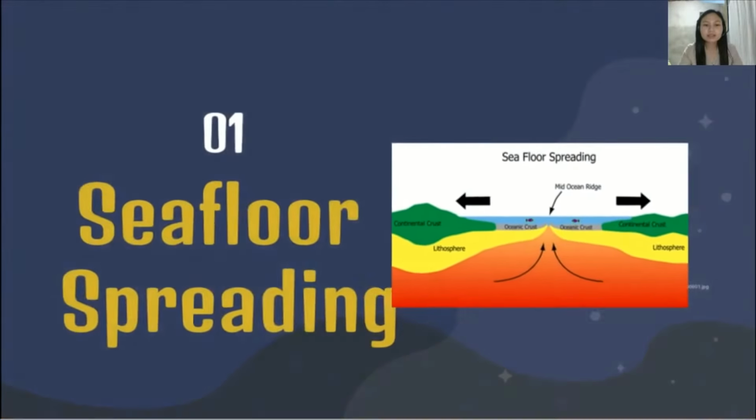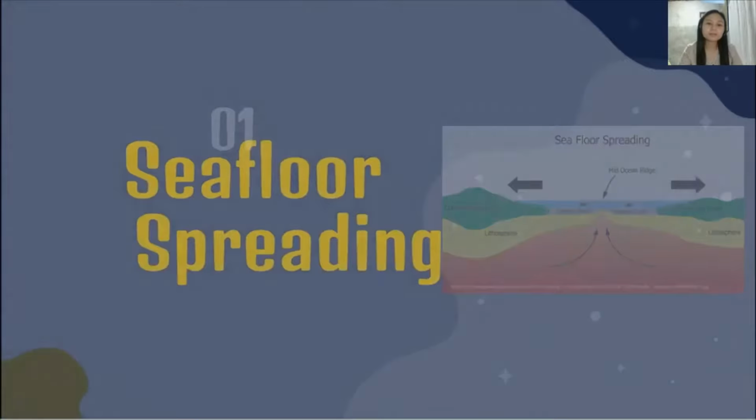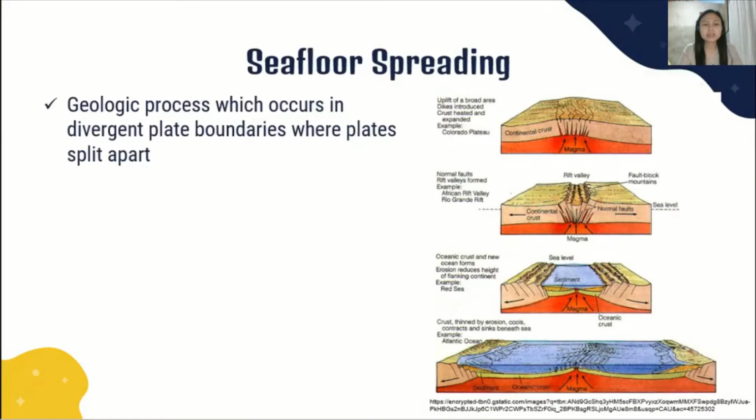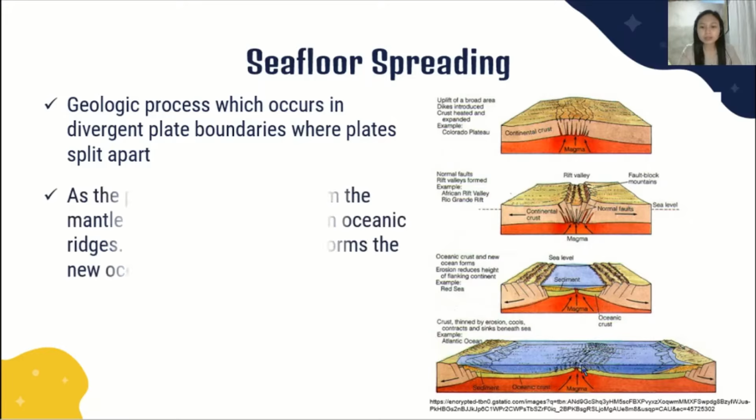So let's discuss first the seafloor spreading. What is seafloor spreading? It is a geologic process which occurs in divergent plate boundaries where plates split apart. As we can remember from our discussion before on plate boundaries, one of the significant geologic features that is being formed in divergent plate boundary is the new ocean floor. So we have here in the picture the formation of the new ocean floor. So how does it happen?